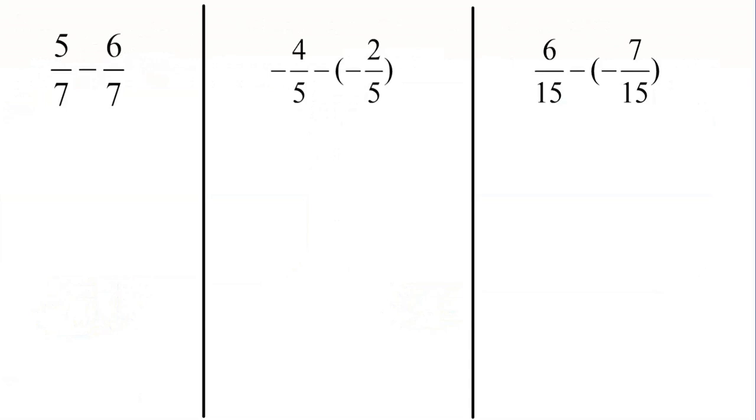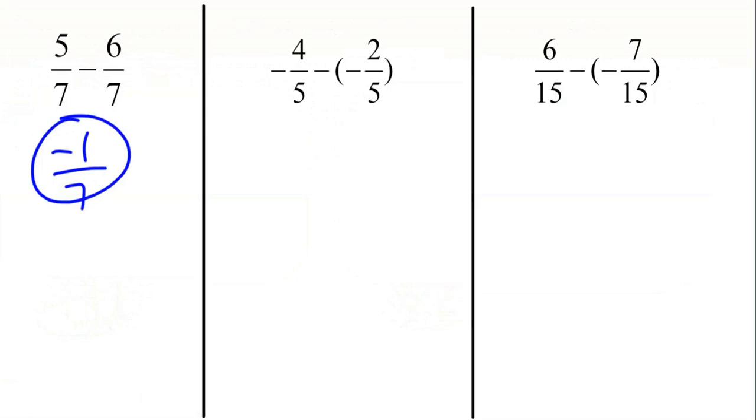So let's look at some examples here. 5/7 minus 6/7. I don't need to change this one to addition because 5 minus 6 is a fairly simple computation to make, and 5 minus 6 is negative 1. So I have negative 1/7 as my answer there.